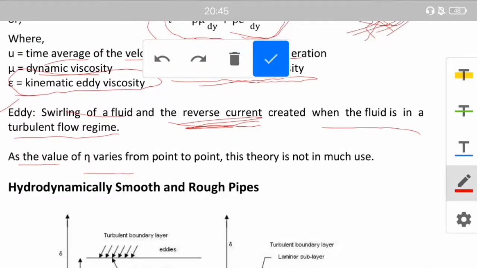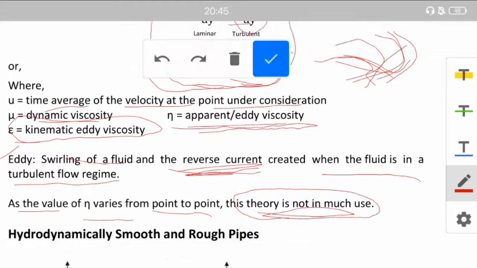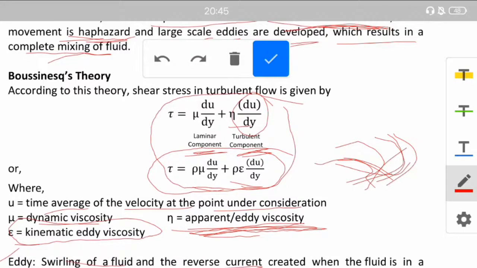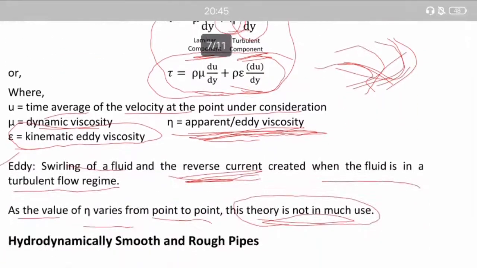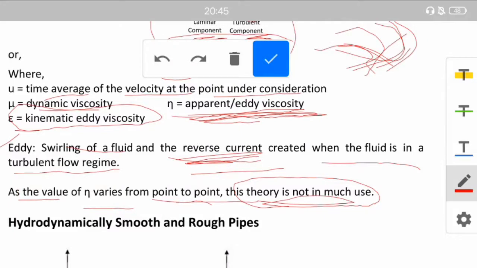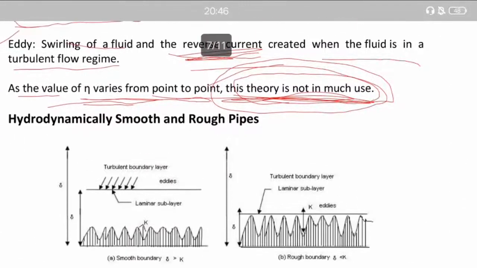As the value of eta varies from point to point, this theory is therefore not in much use. So what is eta? That is the apparent eddy viscosity. You cannot say that a fluid flowing through a pipe or a channel will have constant eddy viscosity throughout, that is eta. The eta value will be changing from place to place or point to point in a particular pipe or channel. So as eta varies from point to point, this theory will not be very accurate, and therefore we are not using this particular theory by Boussinesq.